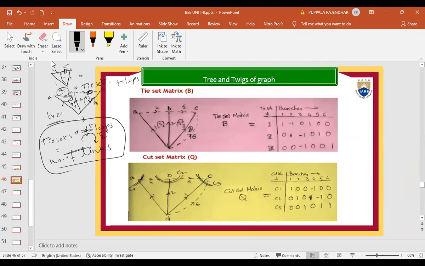Okay, here we are having one more element, right? This is element 6, I have not noticed it. Now this is also a link of a tree.